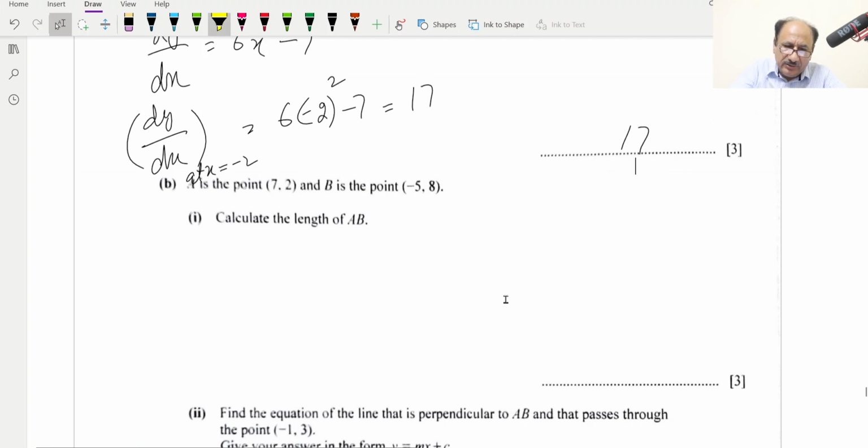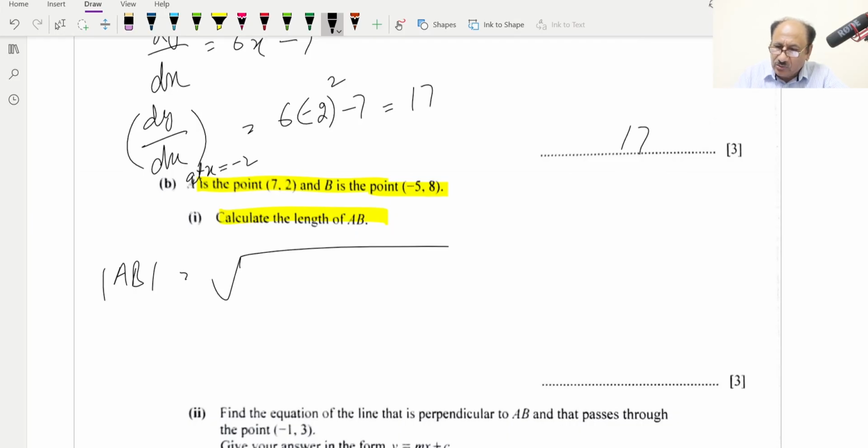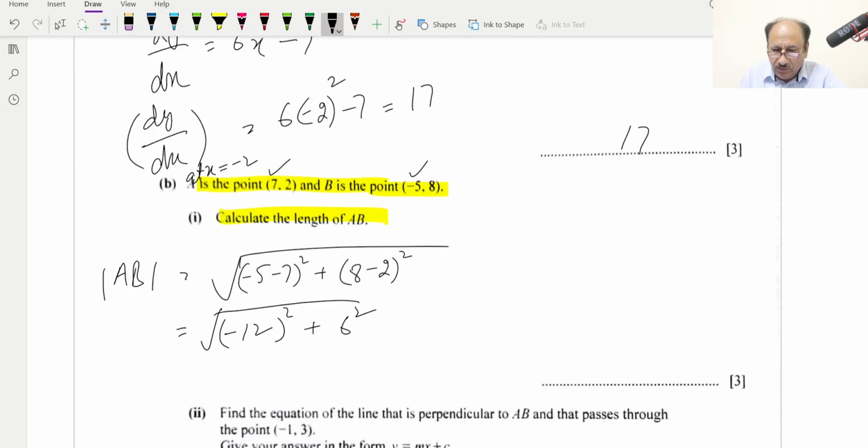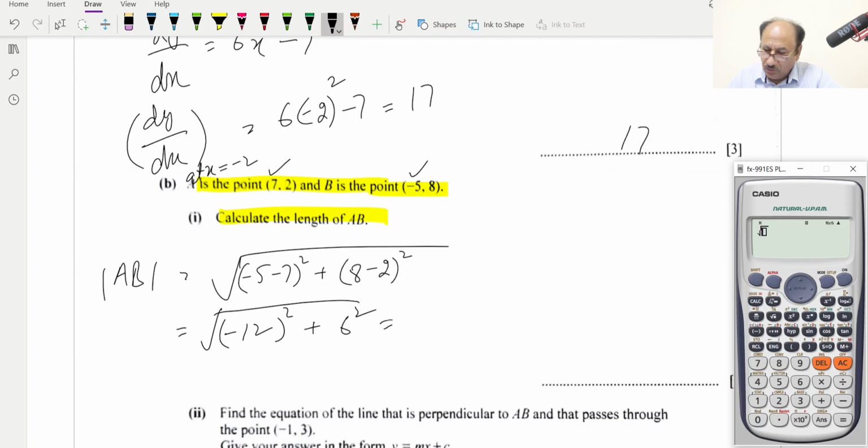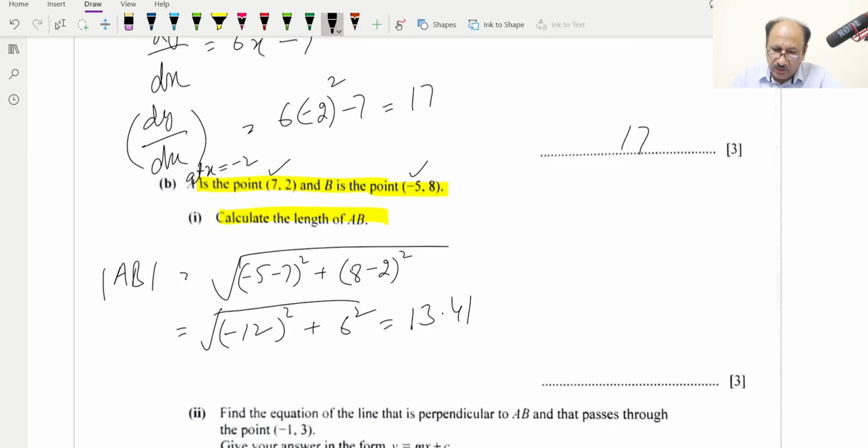Now A is the point 7, 2, and B is the point minus 5 and 8. Calculate the length of AB. So the AB length will be equal to, we can apply the length formula, x2 minus x1 squared plus y2 minus y1 squared. So minus 5 minus 7 whole squared plus 8 minus 2 whole squared, and this will be equal to under root of minus 12 squared plus 6 squared, and this is equal to 13.41. So we can write the answer as 13.4 centimeters basically.